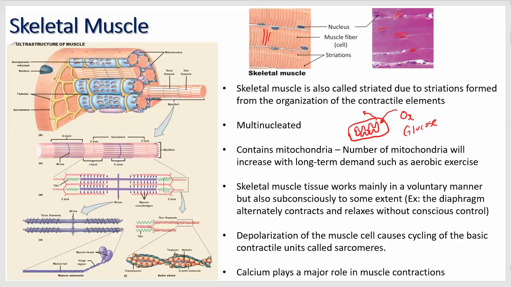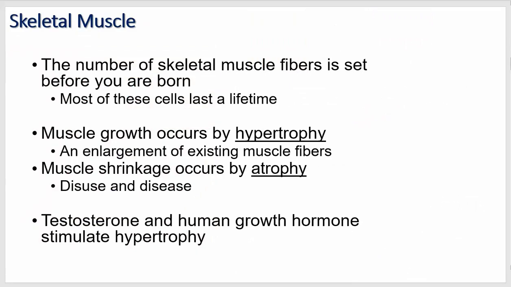All right, so depolarization of the muscle cell causes cycling of the basic contractile units called sarcomeres, and we're going to spend like 6 slides talking about how that works. And calcium, we're also going to spend a lot of time talking about how calcium plays a major role in muscle contraction. So little bits and pieces of all of these, this picture and the other pictures, are going to show up, and when you look back, you're going to know all of that stuff.